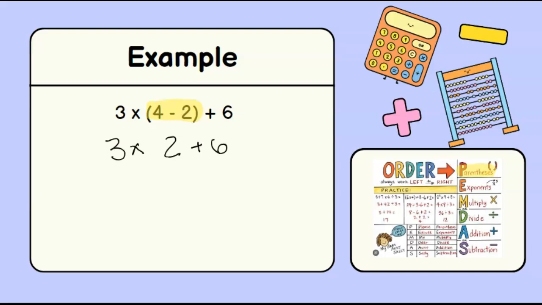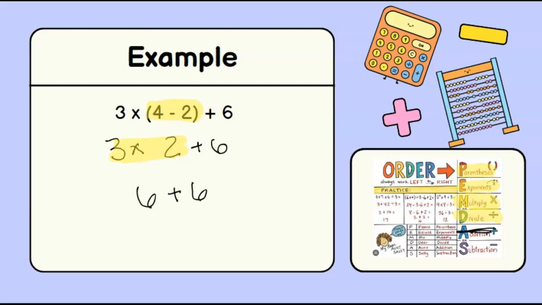Next, I'm going to look for exponents. Do I have any exponents in this equation? I do not. So then I'm going to move on to my next operation, multiply or divide. I can see right here that I have a multiplication sign, so I'm going to go ahead and perform that operation. 3 times 2. From my math facts, I know that 3 times 2 is 6. I write the rest of the equation and move on to my next step.